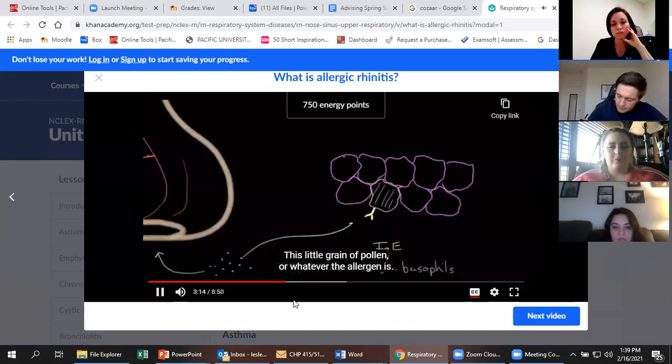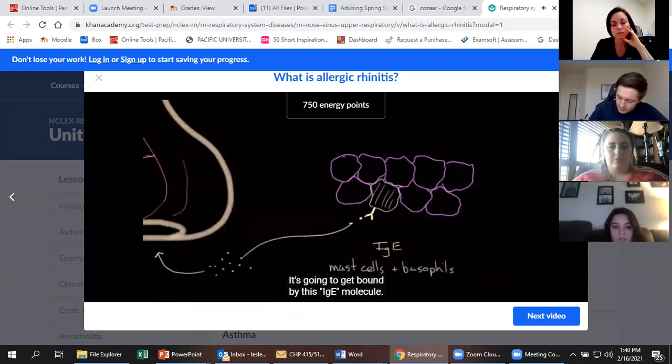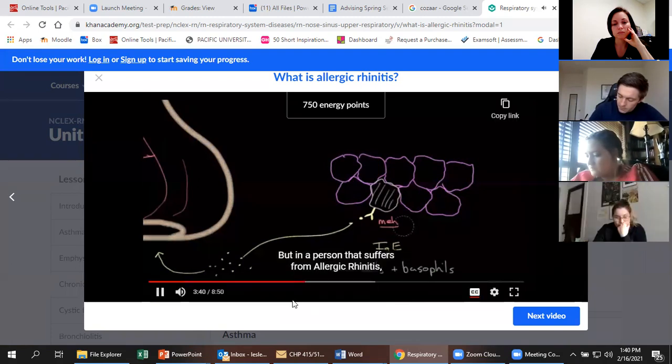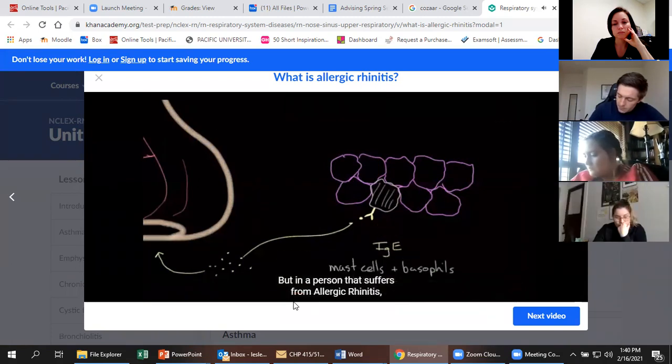This little grain of pollen, or whatever the allergen is, let's assume it's pollen here, is going to get bound by this IgE molecule. And that IgE molecule, again, just a protein sitting on the surface of this basophil, is going to alert that cell to its presence. Now, in a normal person, the reaction that that cell has should be pretty minimal. I mean, it's just a grain of pollen. It's not like it's an infectious agent that's going to go in and give your body all sorts of trouble. But in a person that suffers from allergic rhinitis, this cell overreacts, and it overreacts big time.